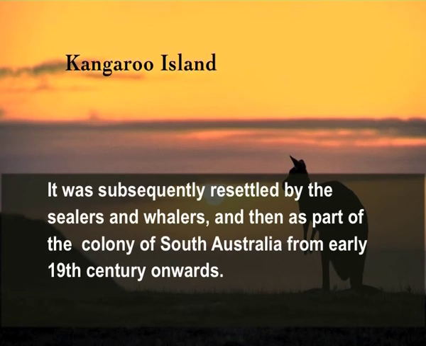It was subsequently resettled by sealers and whalers, and then became part of the colony of South Australia from the early 19th century onwards. Now, the island's economy has been principally dependent on agriculture and fishery, with tourism growing in importance. The largest town and the administrative centre is Kingscote.